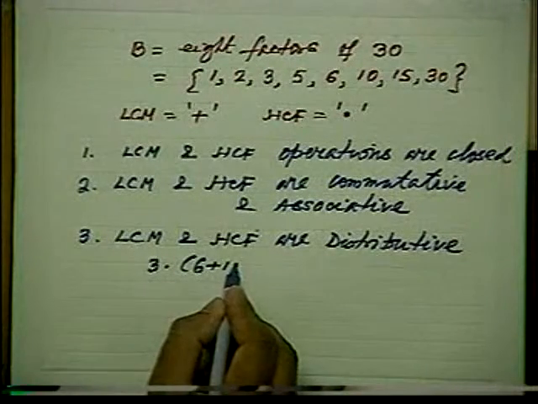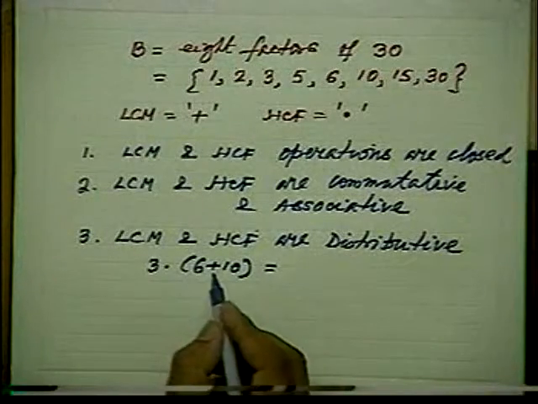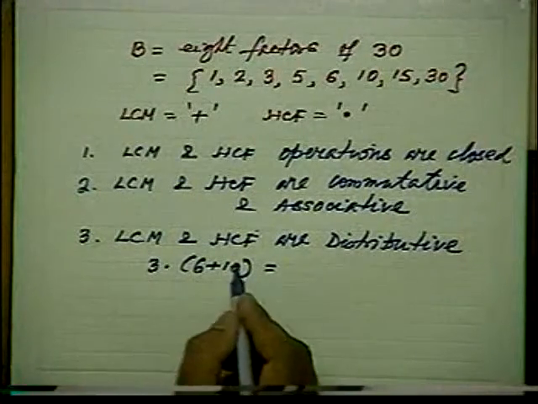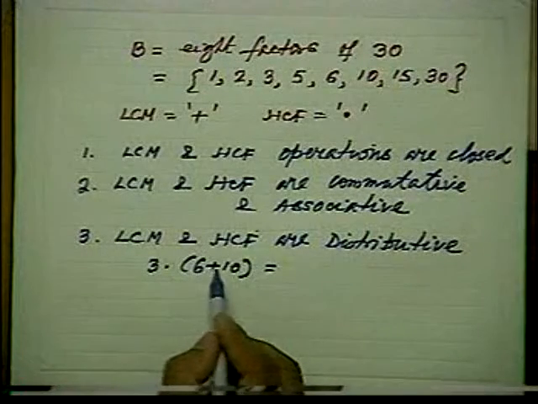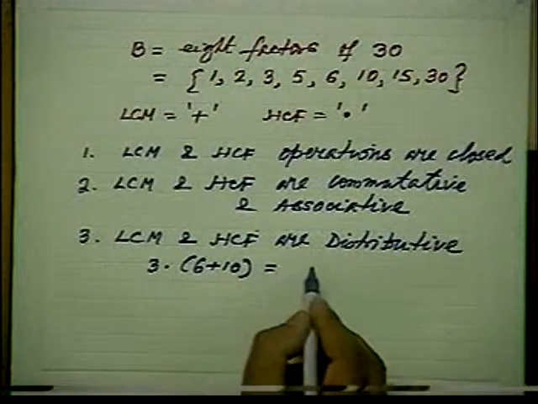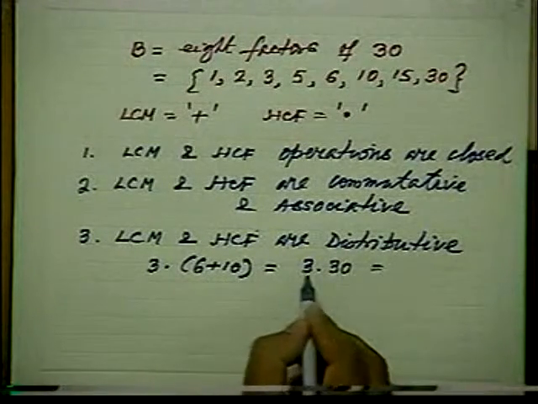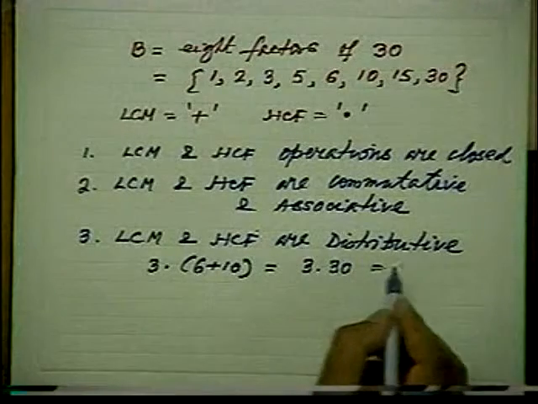Let's take for example 3·(6 + 10). The HCF of 3 with the LCM of 6 and 10, which is 30, is 3·30, and that is 3.